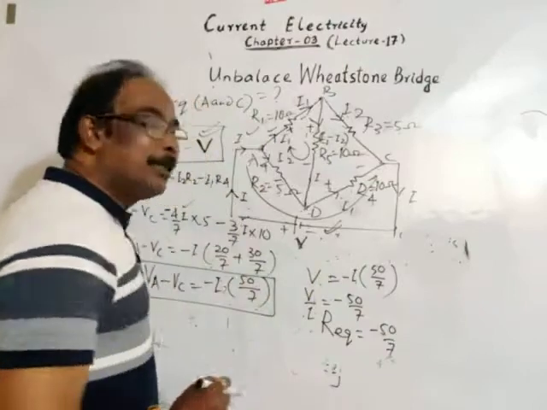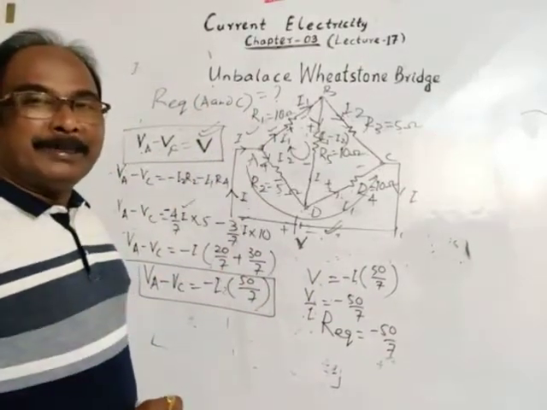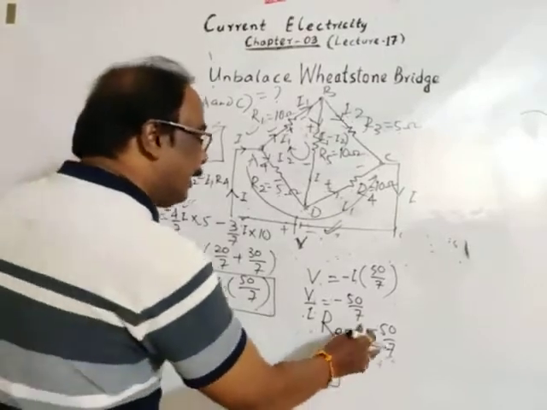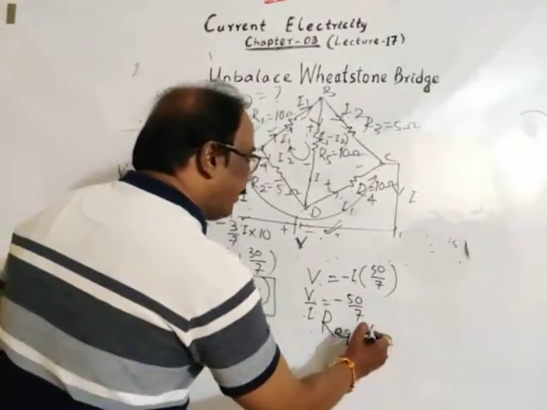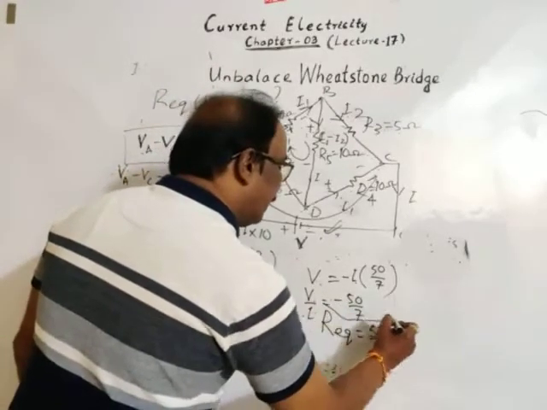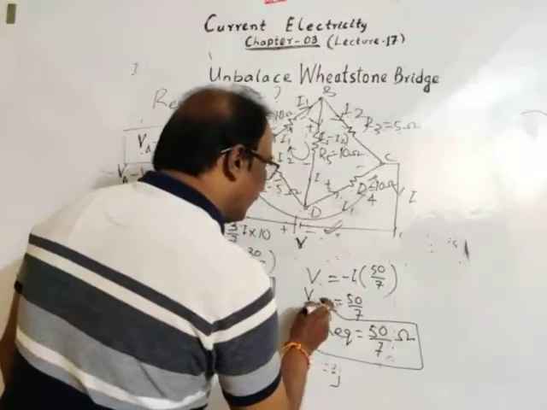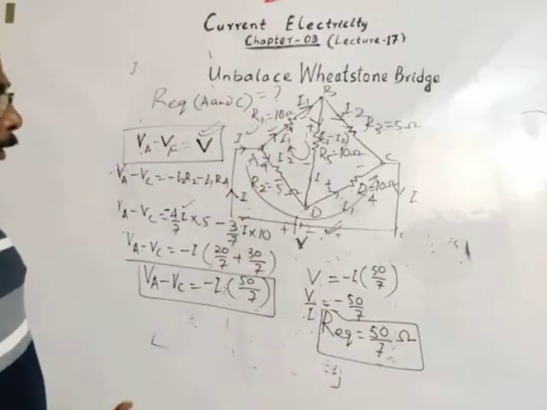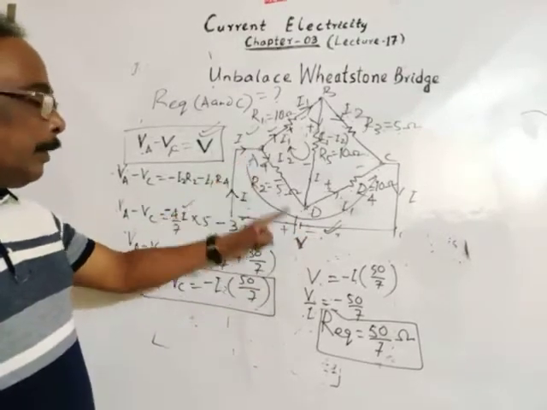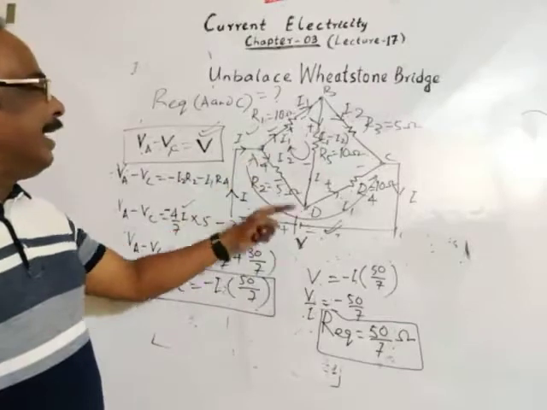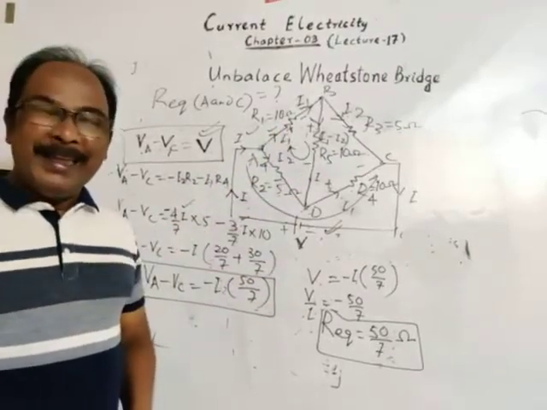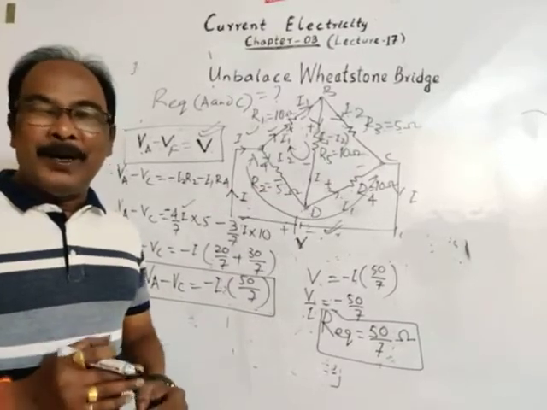But resistance can never be negative. Resistance is a positive quantity and scalar quantity. So we may write resistance is 50 divided by 7 ohm. So if potential difference is mentioned, then we can calculate I, total current, and of course we know how to get I1 and I2. Okay, by current division method we know it all.